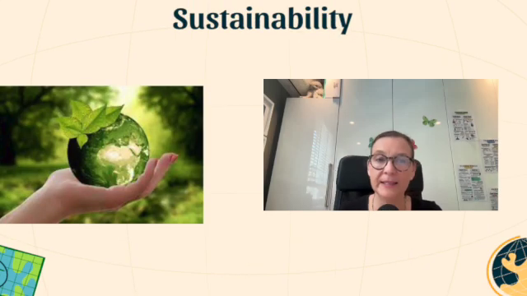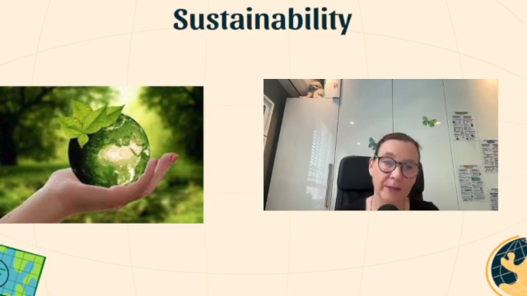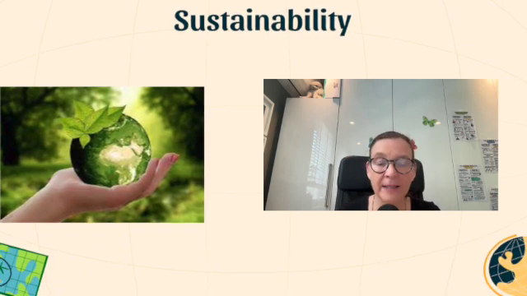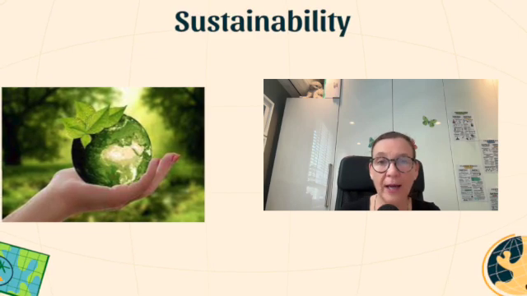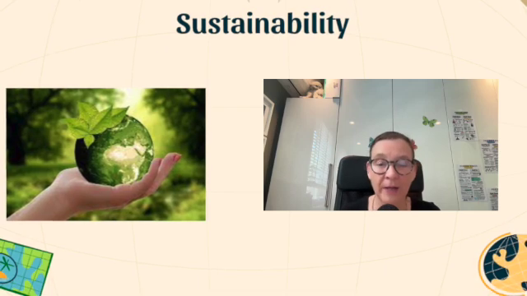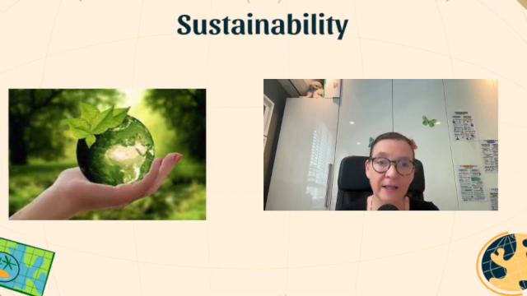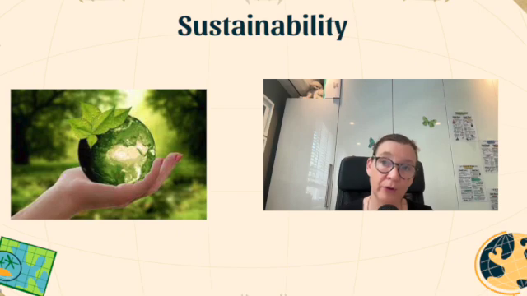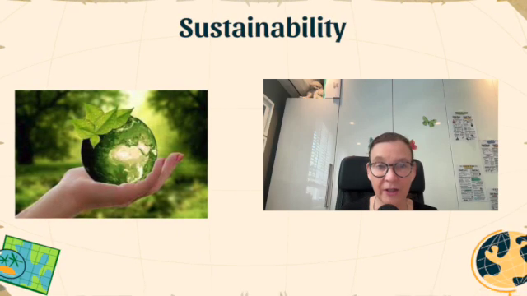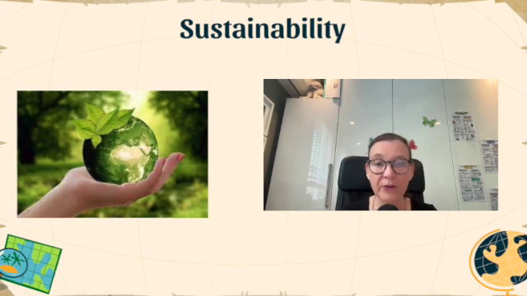So, sustainability is about using resources in a way that meets our needs today, but without taking away the ability of future generations to meet theirs. It's all about balance, balancing environmental health, economic growth, and social well being. A great example of this is Costa Rica's ecotourism. They preserve forests to protect the environment, but at the same time, ecotourism provides jobs and boosts the economy. That's sustainability in action, protecting resources while supporting people.